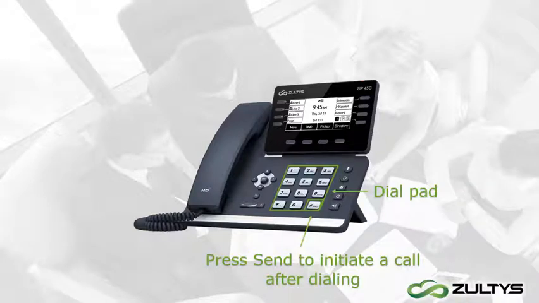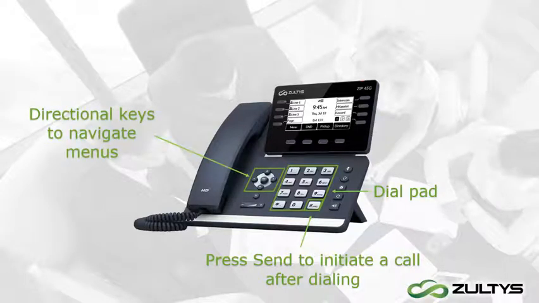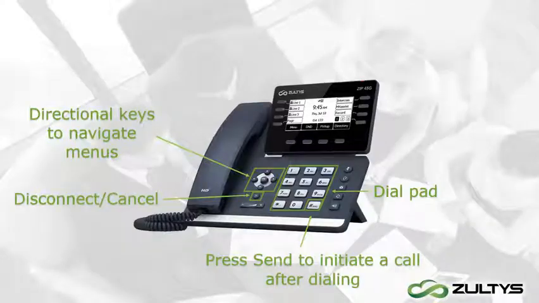Lastly, there are directional keys to navigate the phone menus. At the center of the keys is OK and underneath is Cancel. It's used to exit menus or end calls. So now that you know the layout of your phone, let's see it in action.